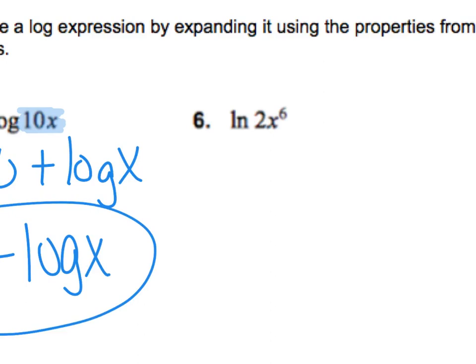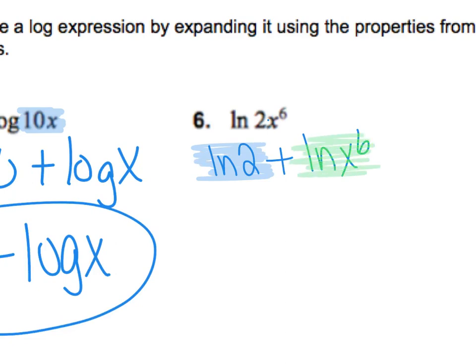So the first thing you'd want to do is think of it as multiplication and break it apart into the natural log of 2 plus the natural log of x to the 6th. At that point, our natural log of 2, that's broken apart as much as we can. However, the natural log of x to the 6th still has that exponent on it, which means you are going to need to move that 6 to the front.